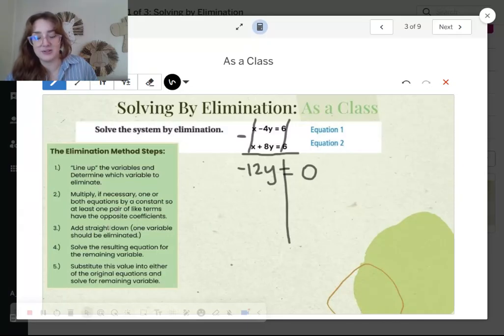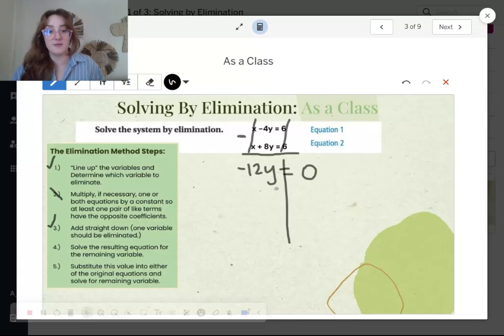Okay. So now, we added straight down, so add or subtract. We didn't need to multiply, sorry, I'm just looking at the steps over here. So we did step 1, step 2 didn't apply because they had same coefficients. You could have multiplied the second one by -1 and added. It doesn't really matter. We subtracted. So add or subtract. Okay, we did that. One variable should be eliminated. If you still have both variables, then mental note, we got to go back. Okay, sorry, I should have probably started with the steps first. Might have been smart. Solve the resulting equation for the remaining variable.